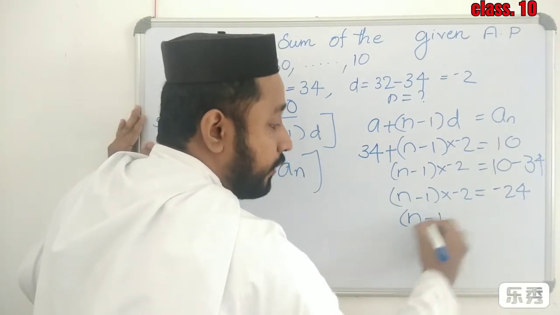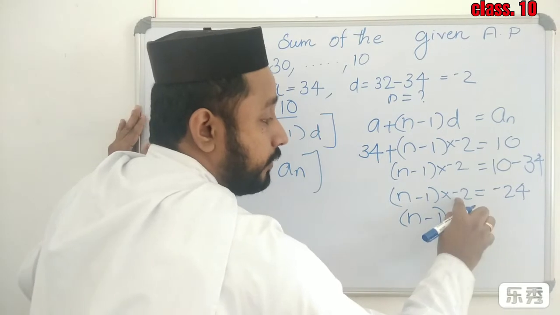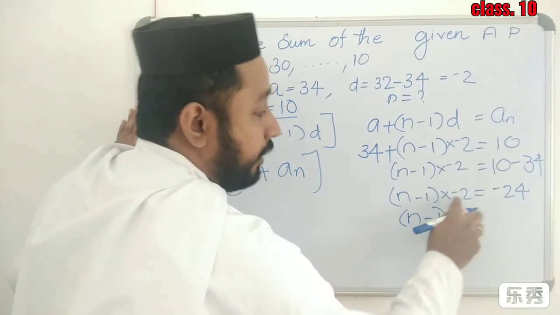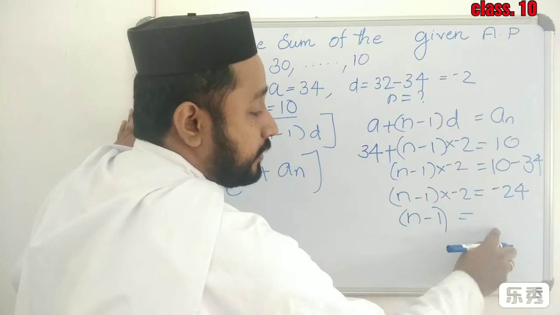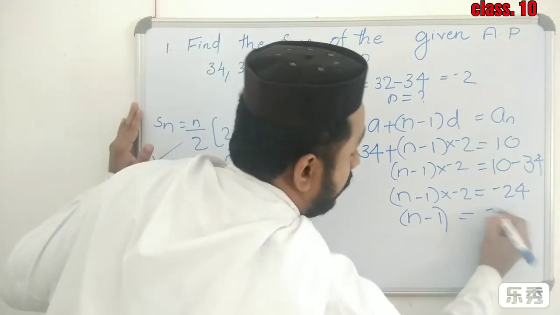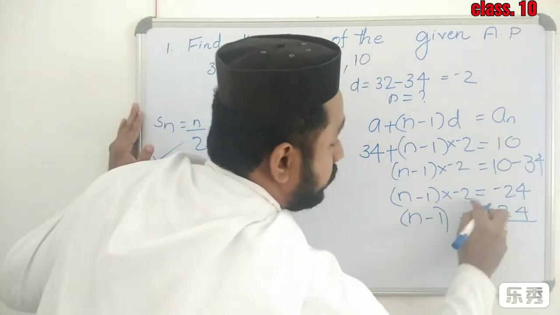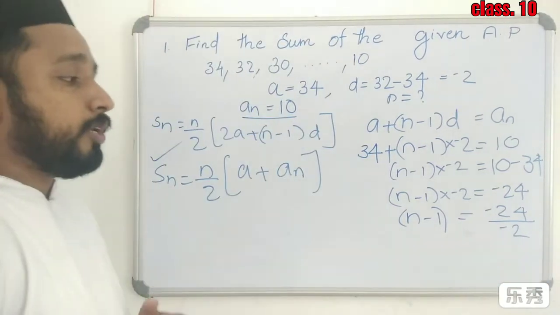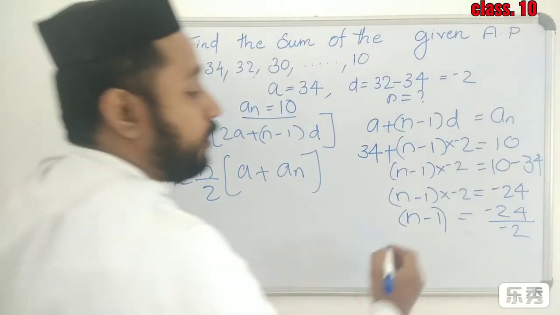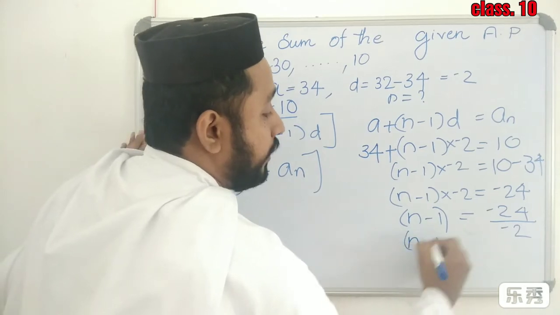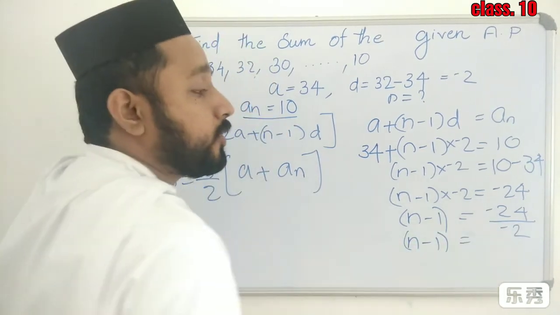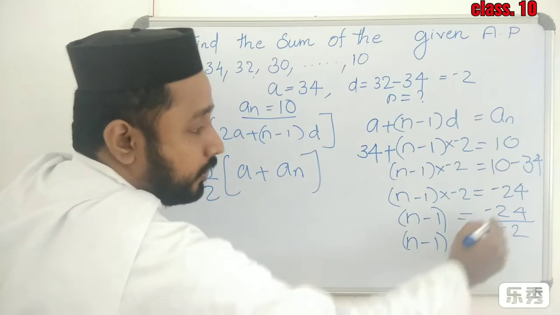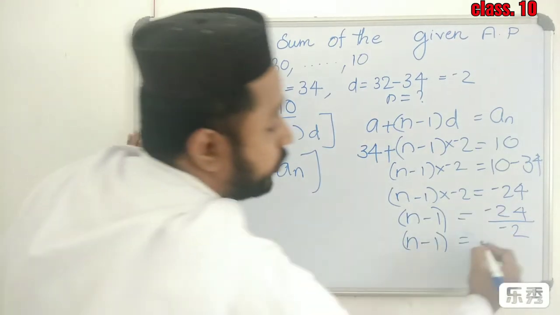n minus 1 is equal to, we are moving this minus 2 to the RHS. Here it is multiplication, so when minus 2 goes to the RHS, it will become division. So minus 24 into minus 2 becomes minus 24 by minus 2. So n minus 1 is equal to what? Minus 24 by minus 2. Two minuses are there, so the answer is plus 24 by 2, which means 12.